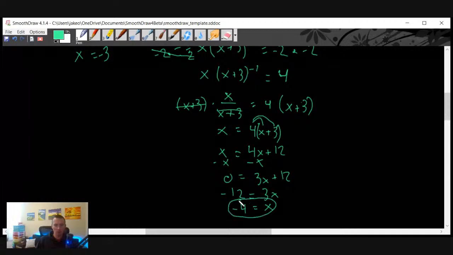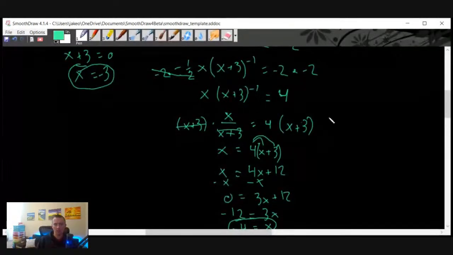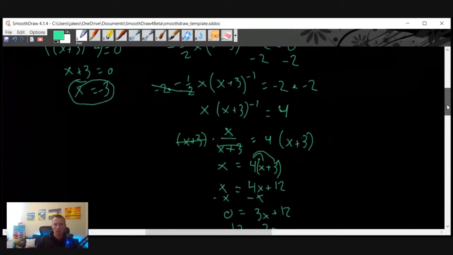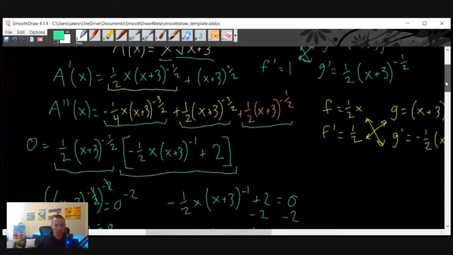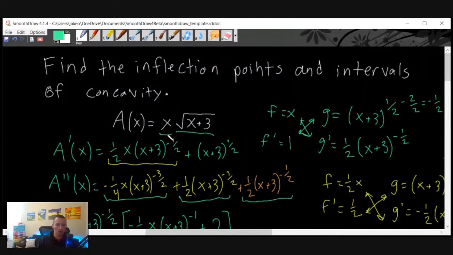Okay, so we got 2 inflection points here, but we do need to be very careful of something. Notice our 2 inflection points are x equals negative 3 and x equals negative 4. But there's a problem with both of those numbers. Because if we go all the way back up to our original function, our original function is a of x equals x times the square root of x plus 3.